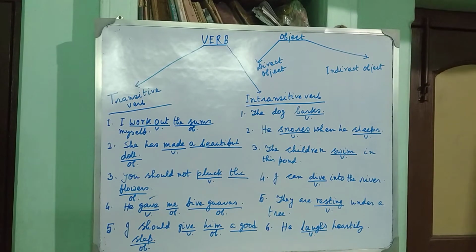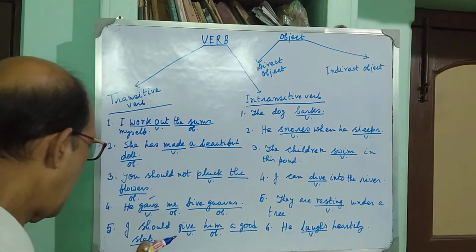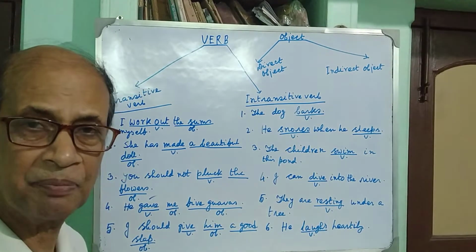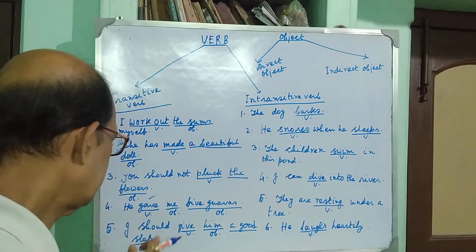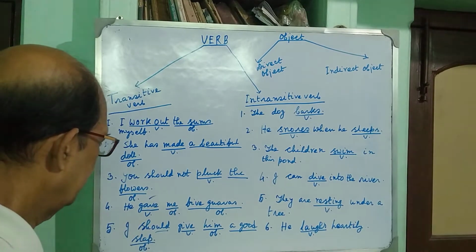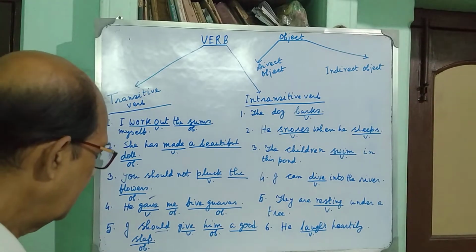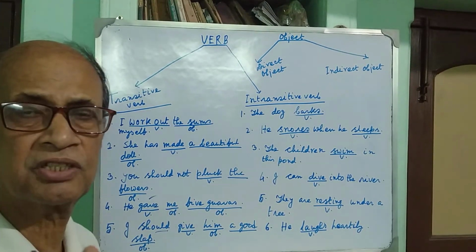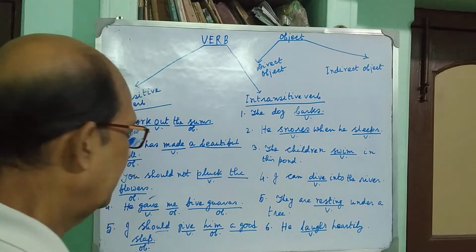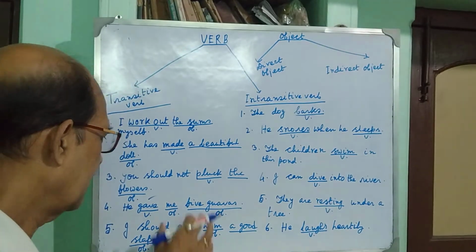Now come to fifth example of transitive verb. I should give him a good slap. That means a good beating. Should is auxiliary verb. Give is finite verb. Whom? Answer is him. So him is an object. And a good slap is also an object. There are 2 objects in the last 2 sentences.